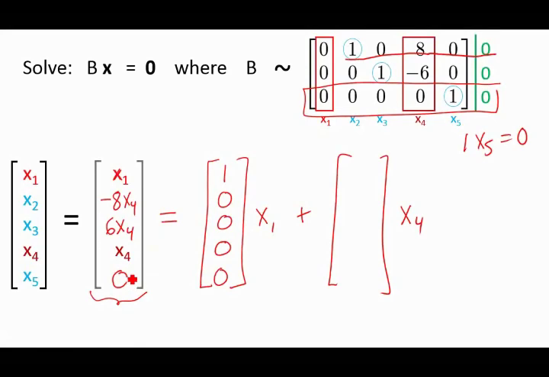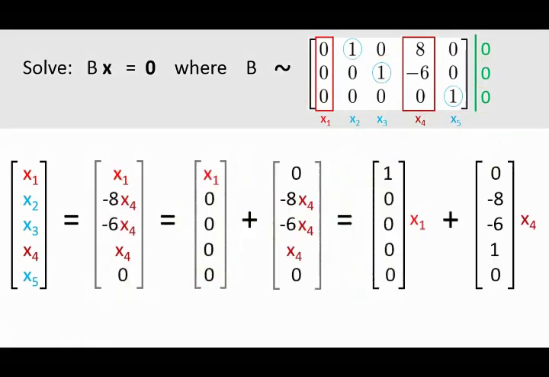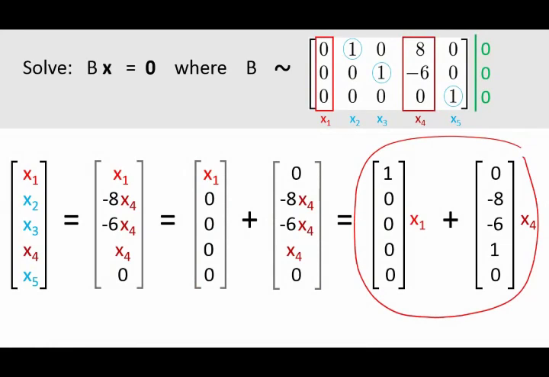For my x4s, however, I have 0x4s in the first row, minus 8x4s in the second row. In the third row, I've got 6x4s. In the fourth row, I've got 1x4. And in the last row, I've got 0x4s. So thus, I now have my answer in parametric vector format. And I can see that my x1 equals 1x1 plus 0x4. My x2 is 0x1 plus minus 8x4, etc.